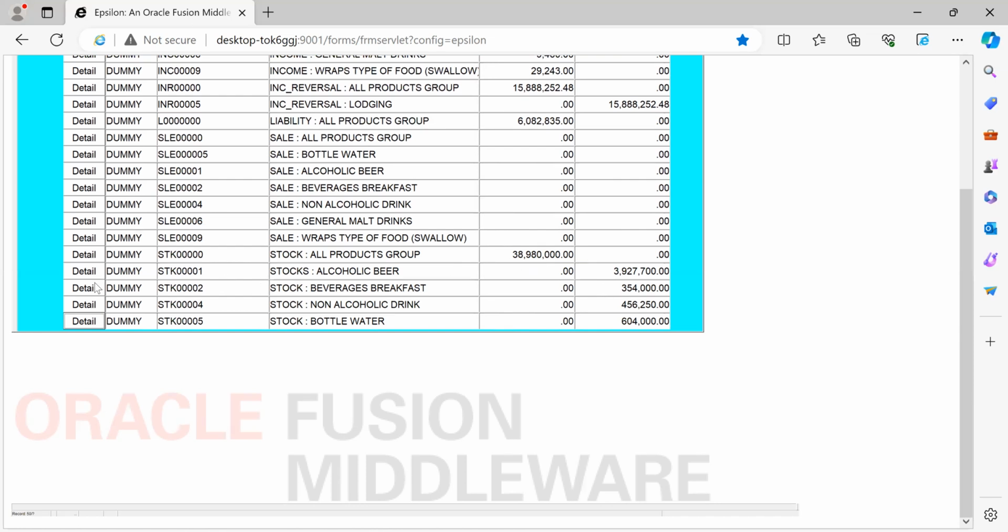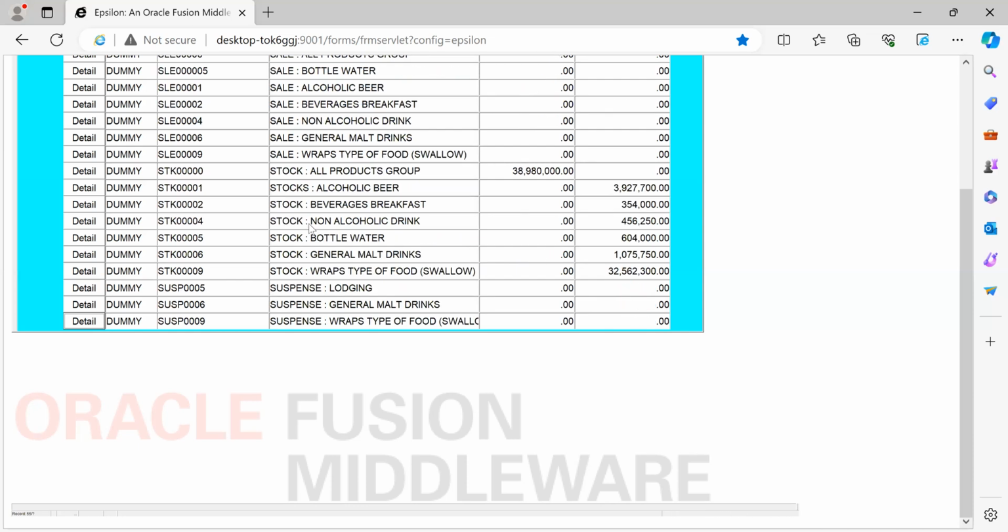The groupings are here: alcoholic beer stock, beverages, and breakfast. That's the total value of the stock we have. Non-alcoholic drinks, total amount of stock we have. So all this together, the total amount of all the stock is what you are seeing at 38.9 million. You can see the biggest of it all is 82.5 million. That is wraps, a type of food, swallow.